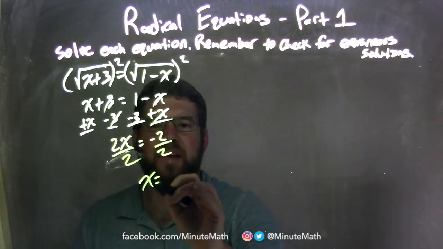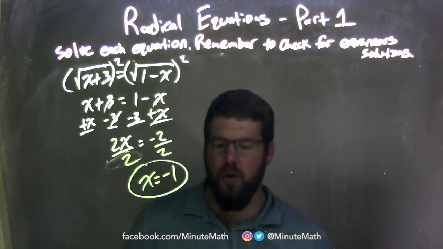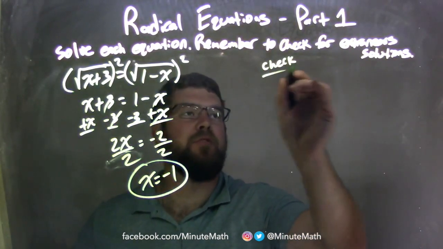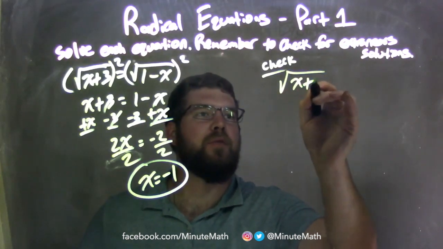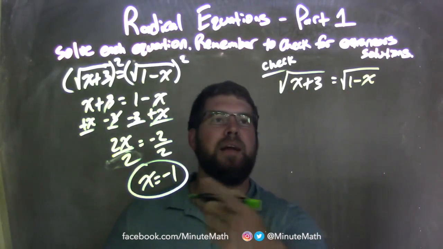So I'm left with x equals negative 2 divided by 2, which is negative 1. So we need to check to see if that's a correct answer, right? So let's check, and also check for that extraneous solution, really. So we have the square root of x plus 3, I'm rewriting the equation, equals the square root of 1 minus x. Let's plug negative 1 in for x.